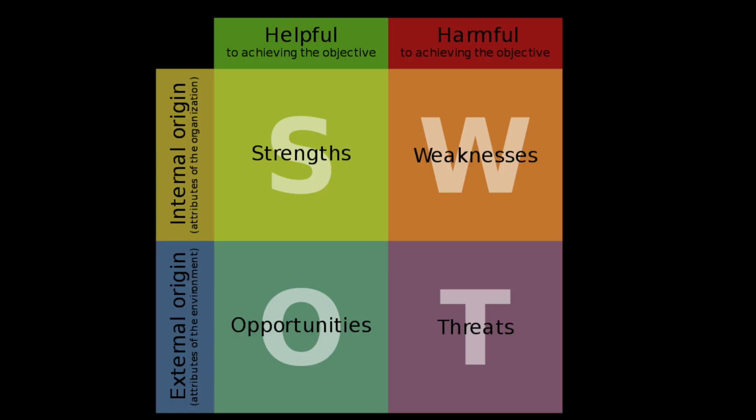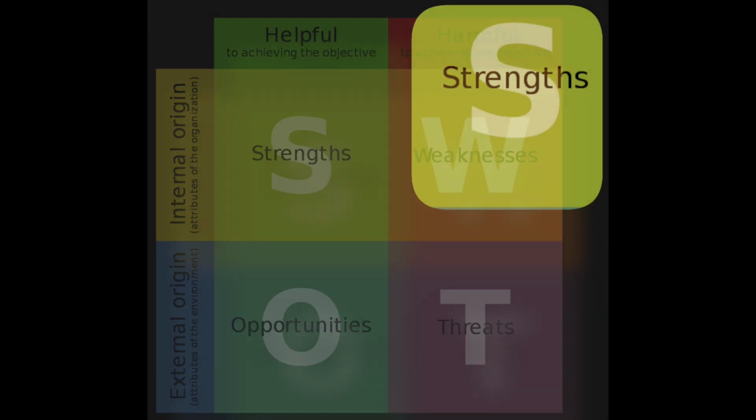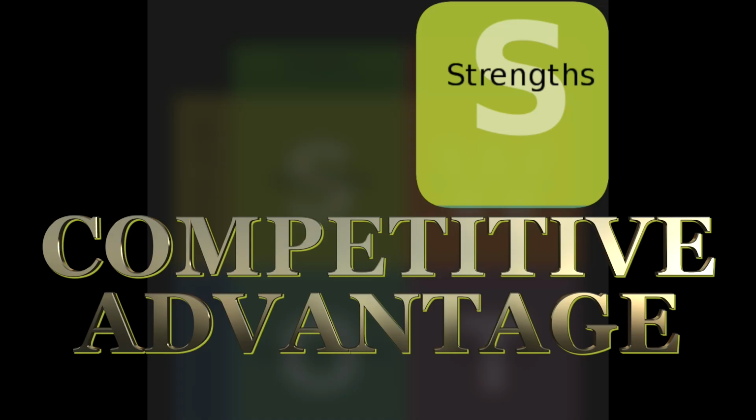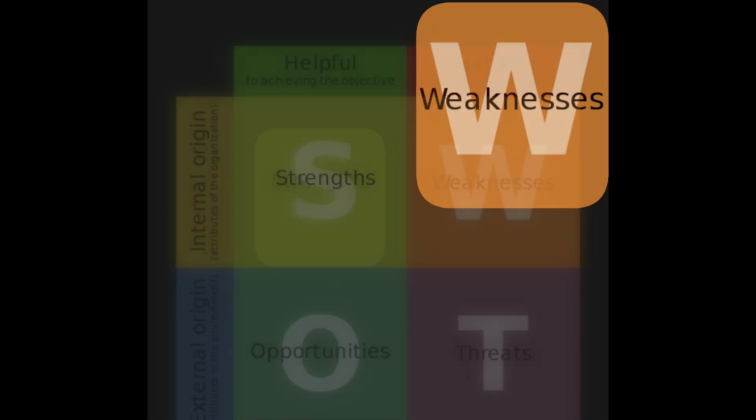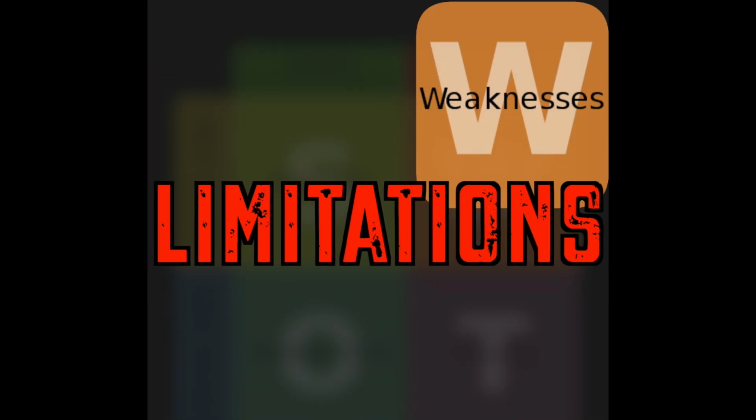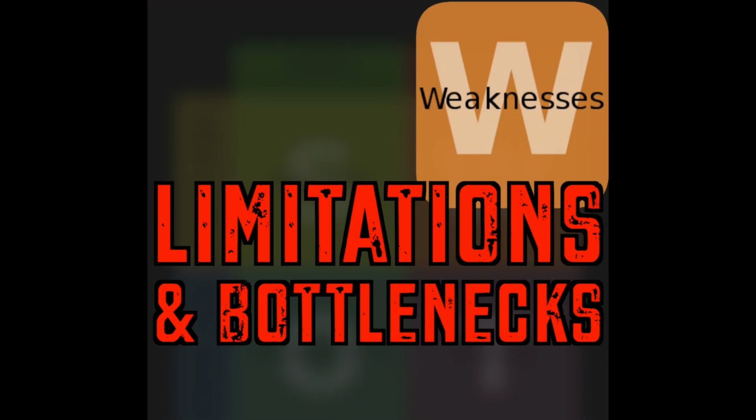Now that we have the complete tool, let's go about analyzing each of these four elements of SWOT analysis. First, we have strengths. Anything that gives you competitive advantage is the strength of your organization or project. So that's the strengths. Next, we have weaknesses. And these are the areas where your organization faces limitations or struggles. So any bottlenecks that you have are your weaknesses.